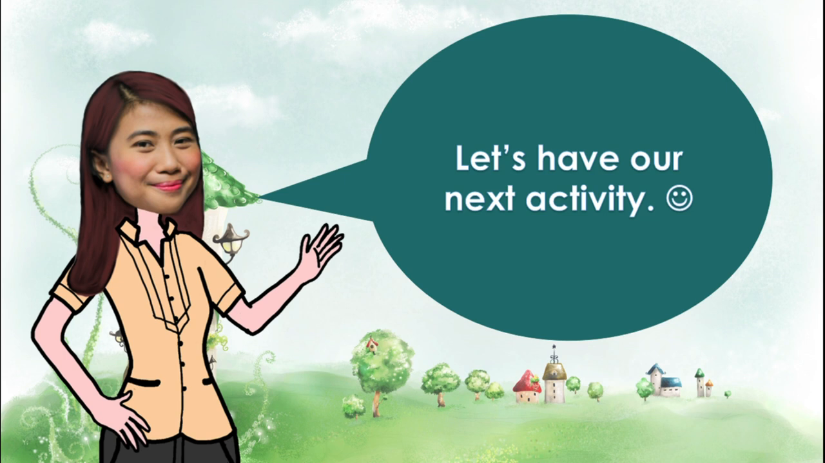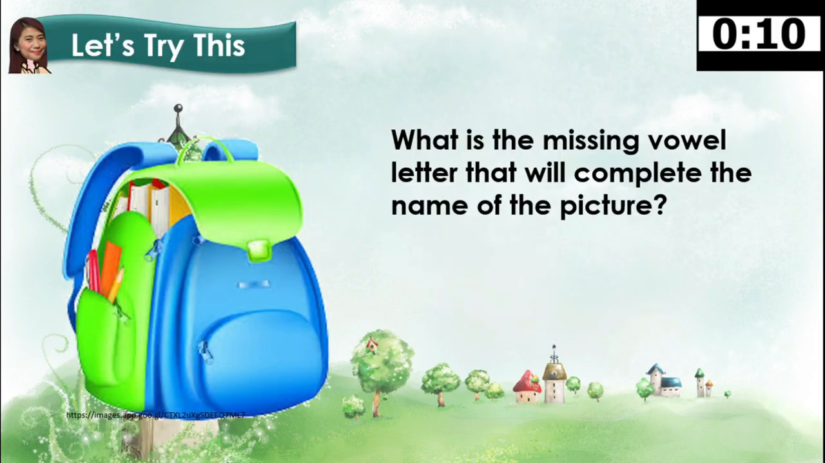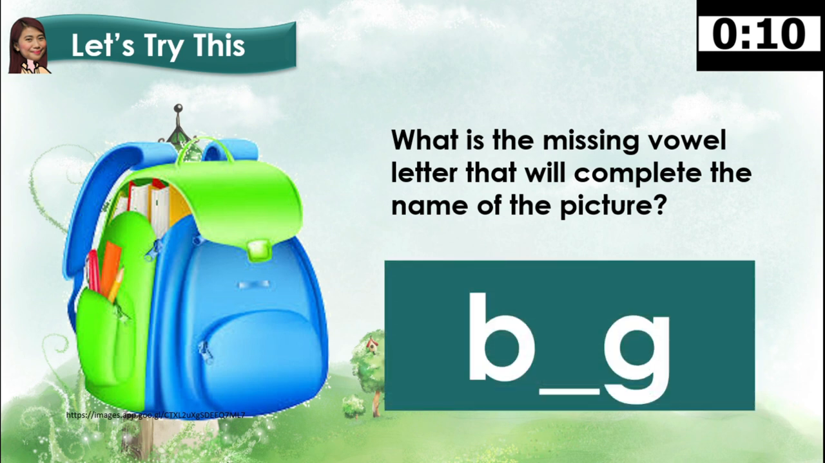Now, let's have our next activity. Let's try this. What is the missing vowel letter that will complete the name of the picture? You're going to answer the missing vowel letter. Let's have the first one. What do you think is the missing vowel letter for this? Comment down your answer.